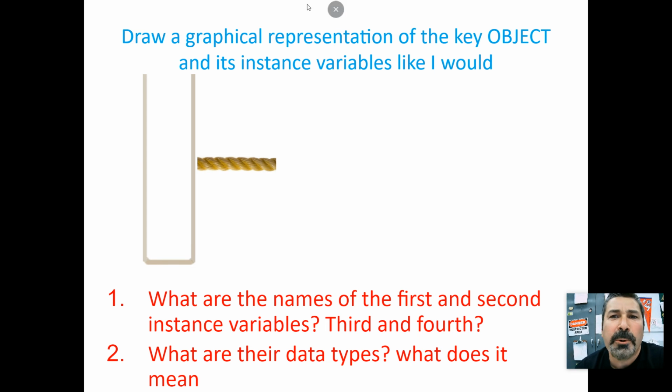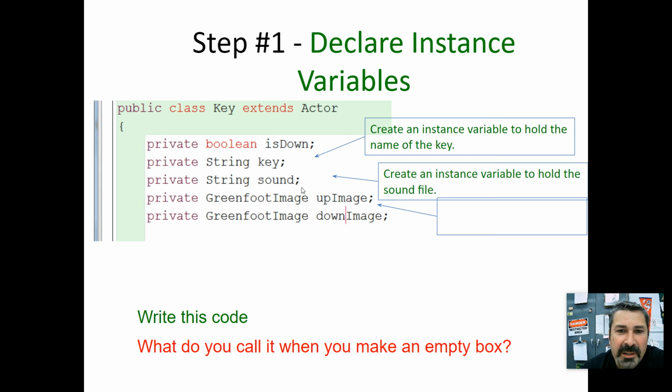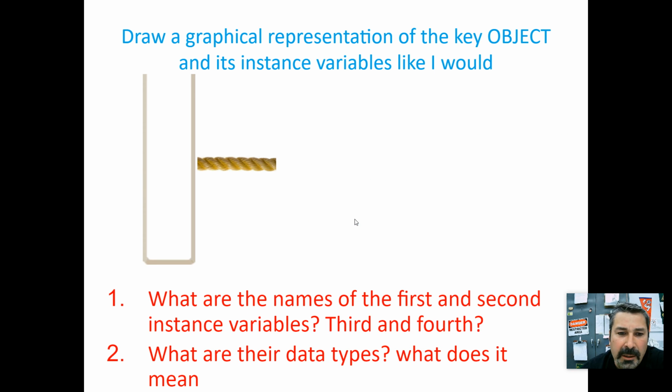All right, draw a graphical representation of the key object and its instance variables like I would. So draw a picture. We just did these. We have key, sound, up image, down image. What would that look like? And then answer these questions on the handout: what are the names of the first and second instance variables, and the third and the fourth instance variables? What are their data types, and what does that mean?